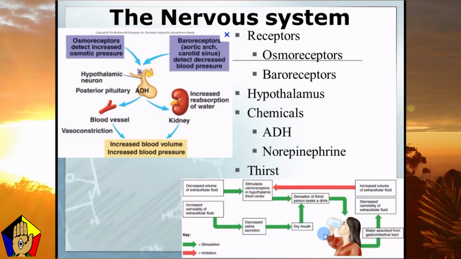You get thirsty, you drink water, the water is absorbed across the GI tract, goes to the blood, and it dilutes the blood. Unfortunately, it brings the blood pressure up, so then what organ is going to have to get rid of that extra water? Right, the kidneys. So it's a process. You can see that all of these organs are interrelated.